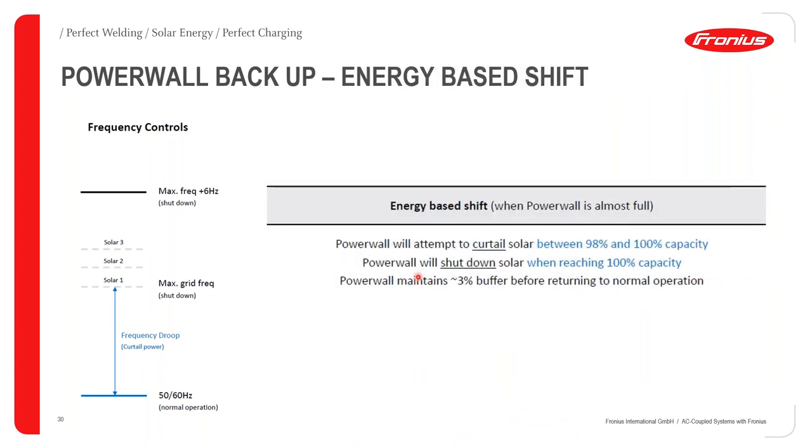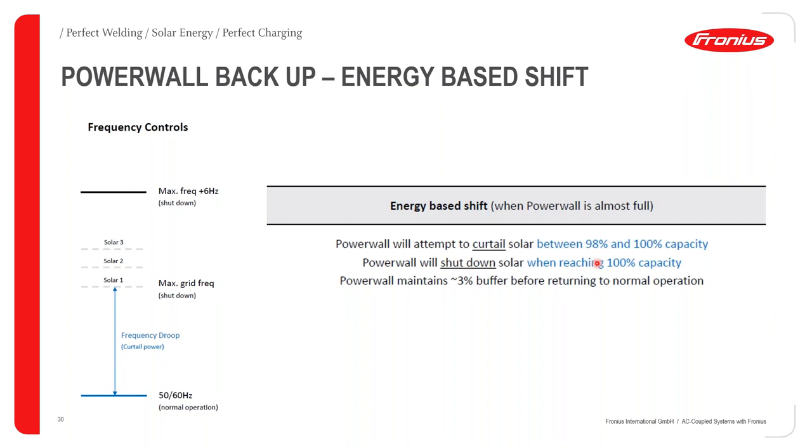Now moving on to the next slide, we'll look at the energy-based shift. This refers to when the Powerwall is almost full. This basically looks at the state of charge of the Powerwall. The Powerwall will attempt to curtail solar between 98 and 100% state of charge. The reason it will do this is to prevent overcharging of the battery.